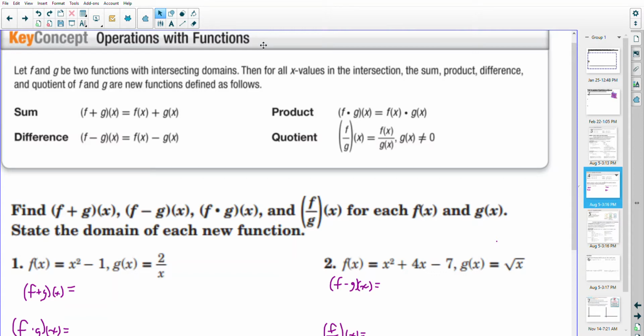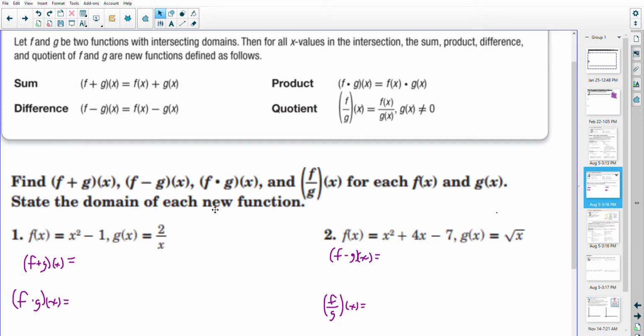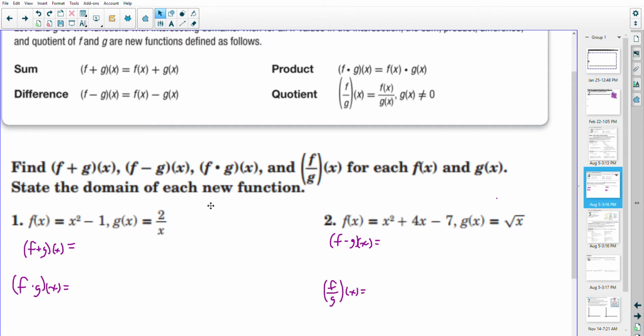You can do various operations with functions, including adding, subtracting, multiplying, and dividing. It's easier to break down the functions rather than to see it in this notation. And so that would be the first thing that I would do when you go through an example.